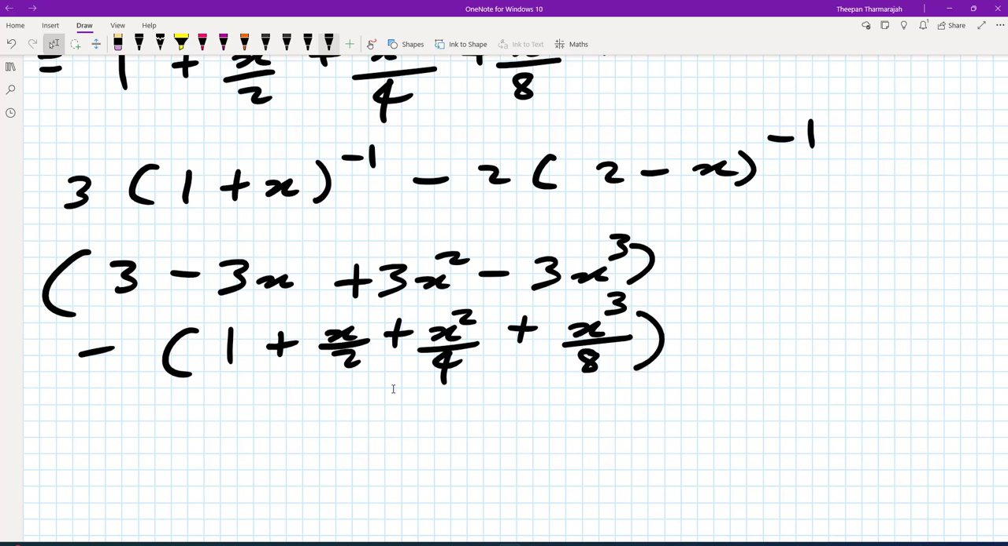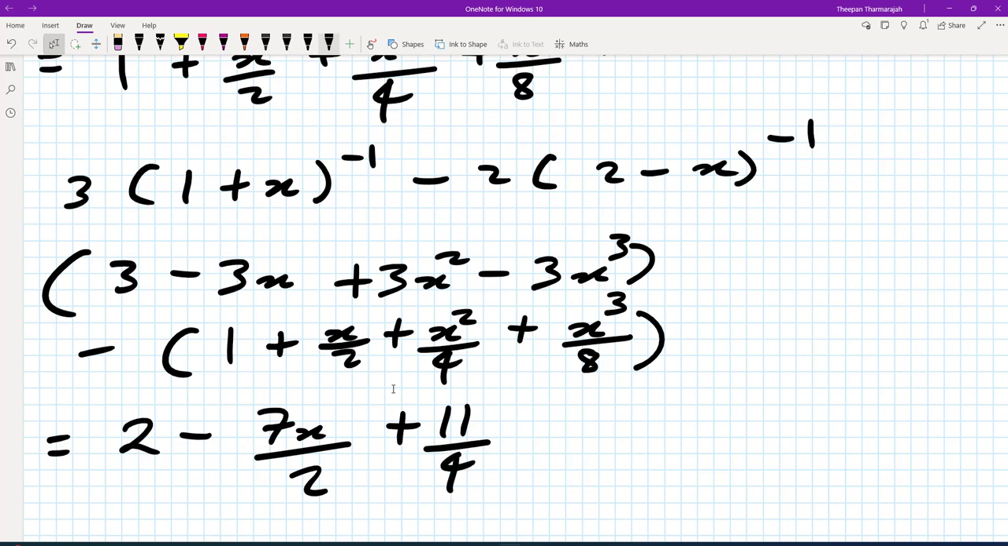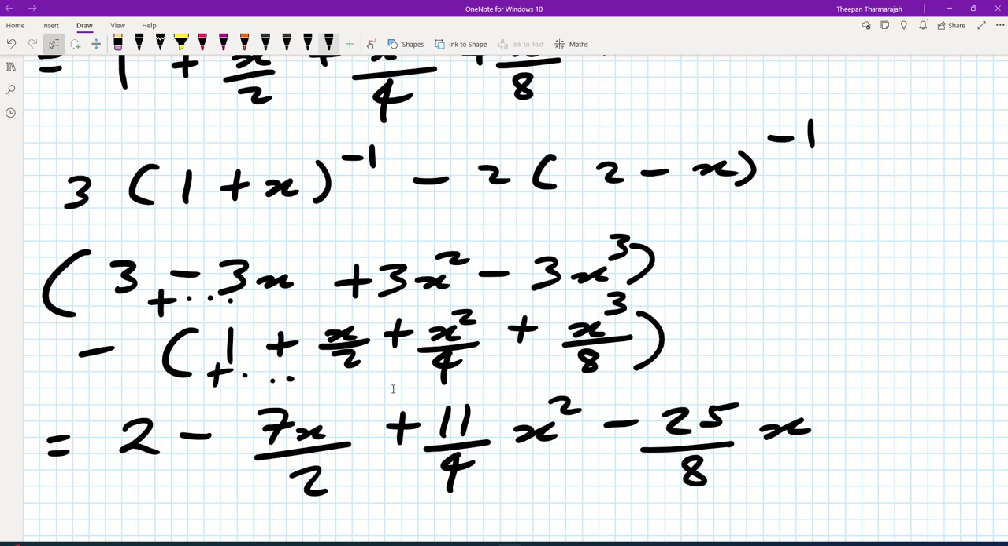So if you were to simplify that down, you would get 2 minus 7x over 2 plus 11 over 4 times x squared minus 25 over 8 x cubed plus other subsequent terms in our series.